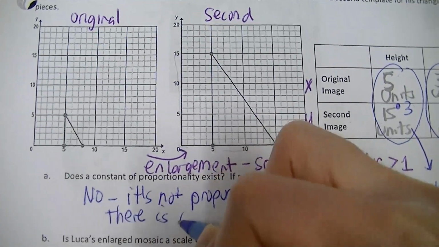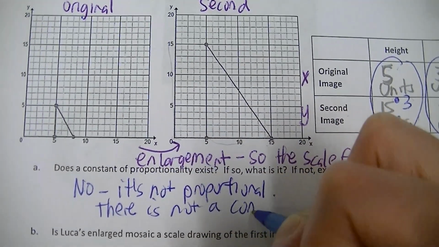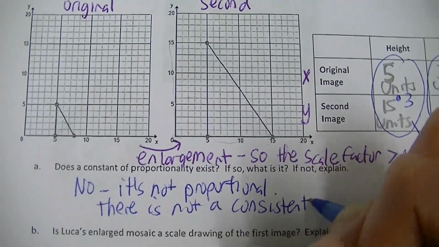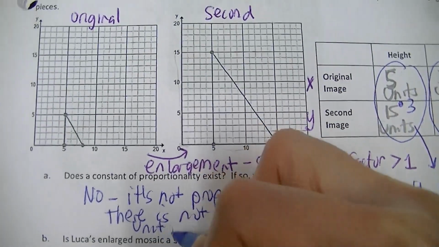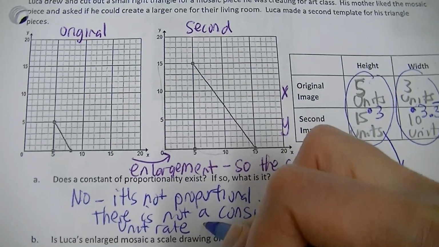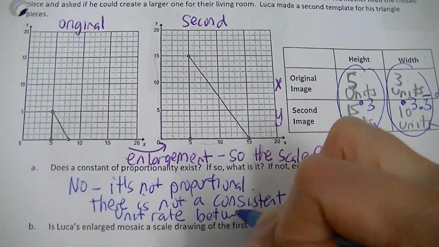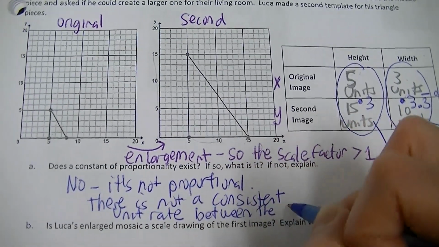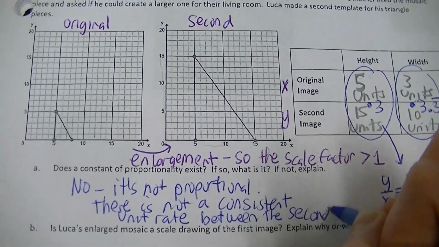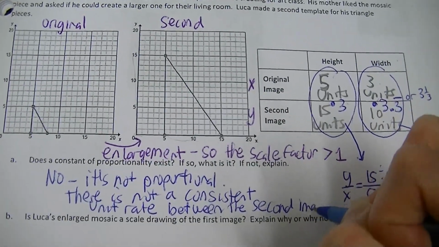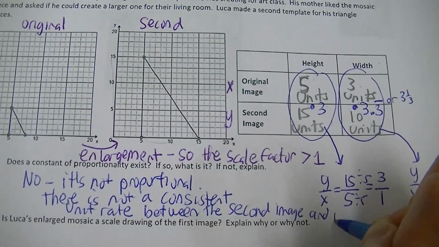There is not a consistent unit rate between the second image and the original.